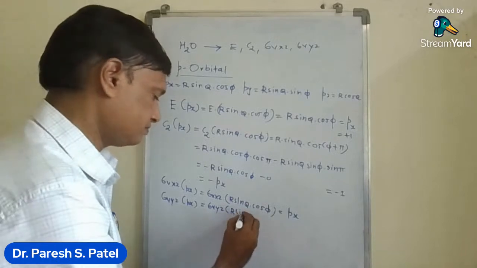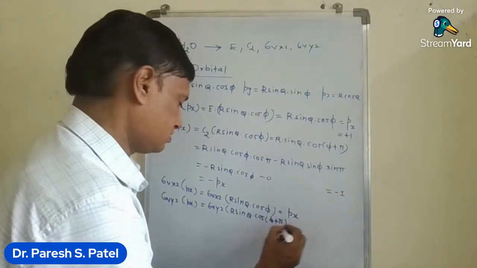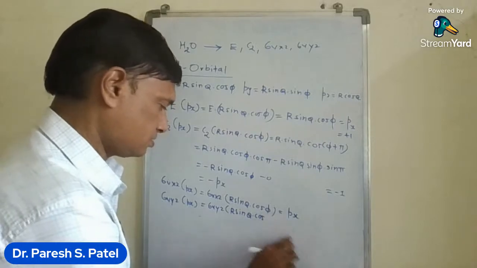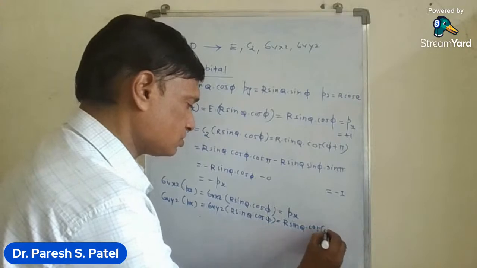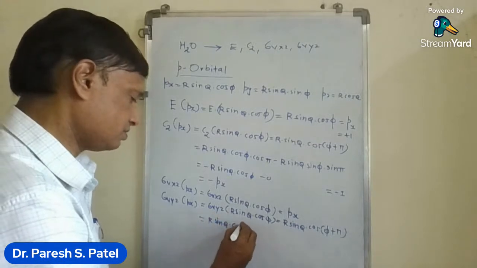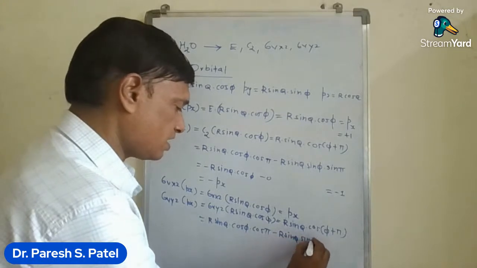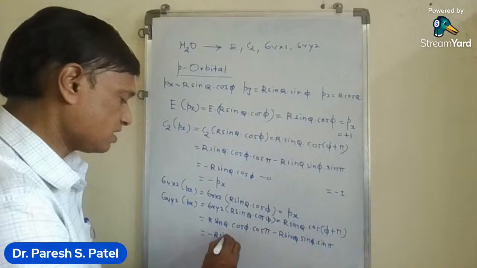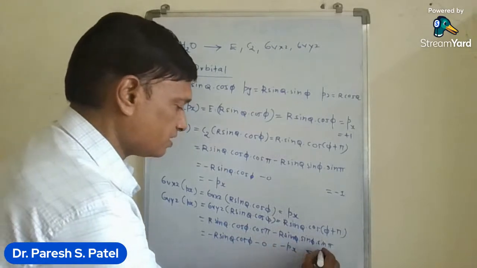Now sigma vyz on px is equal to sigma vyz on r sin theta cos phi, which becomes r sin theta cos(phi plus pi), which is r sin theta cos phi cos pi minus r sin theta sin phi sin pi. The value of cos pi is equal to minus 1, so this gives r sin theta cos phi times minus 1 minus 0, which is equal to minus px. So we can say the character is minus 1.